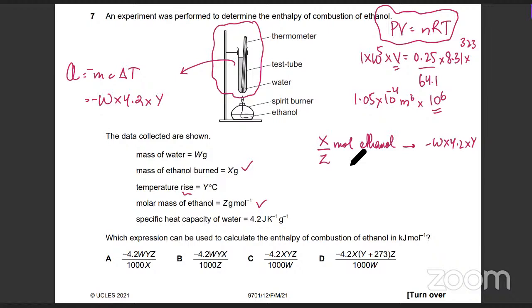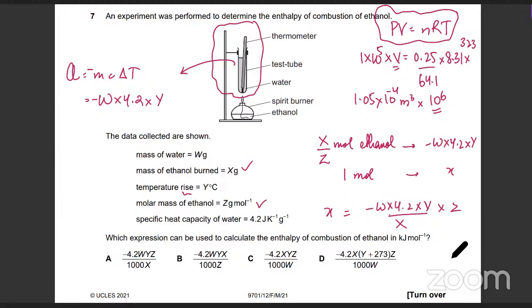Yes, sir. So enthalpy of combustion is for 1 mole. So if you had burned 1 mole of ethanol, what would it be? It would come out to be minus W times 4.2 times y, divided by what? Divided by x over z. So x, and it will get multiplied by z, right?